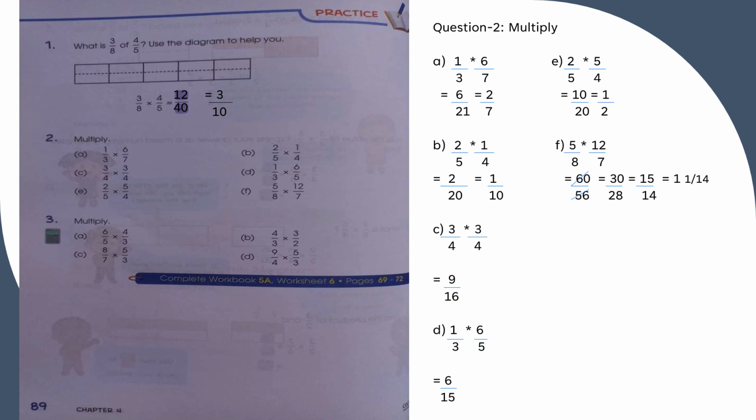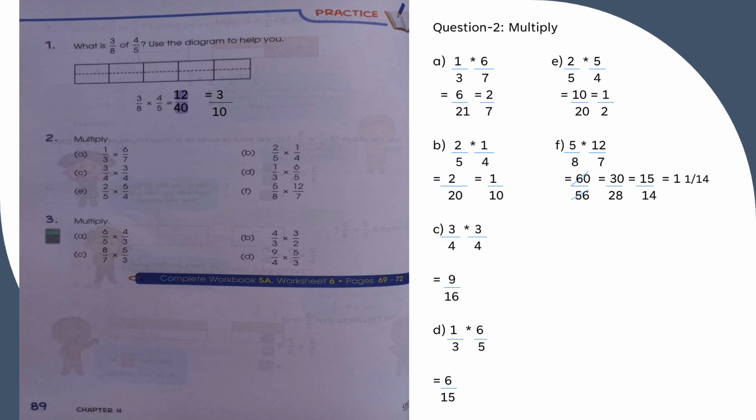In part F, we have 5 over 8 multiplied by 12 over 7. So 5 multiplied by 12 is 60 and 8 into 7 is 56. This can be further reduced with the help of the table of 2, because 2 3s are 6, so 2 into 30 is 60, and 2 into 28 is 56. Now we can also further reduce 30 and 28 again with the table of 2, because 2 into 15 is 30 and 2 into 14 is 28.